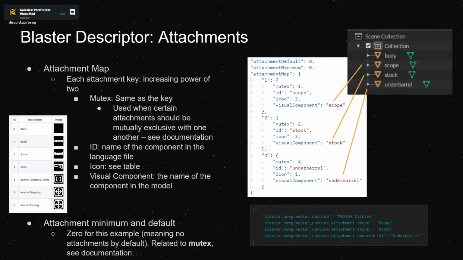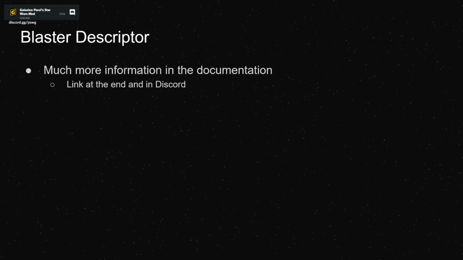Two other things that I skipped are the attachment default and attachment minimum, and they are related to the mutex that we skipped over. It's sort of a complicated system that is only relevant for blasters with much deeper attachment compatibility, but for a blaster that just has basic attachments like this one, we don't need to cover it. And again, there's much more information in the documentation, and there will be a link to that, I believe, in just a moment, and in the Discord.